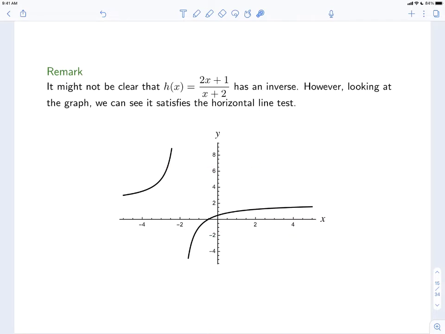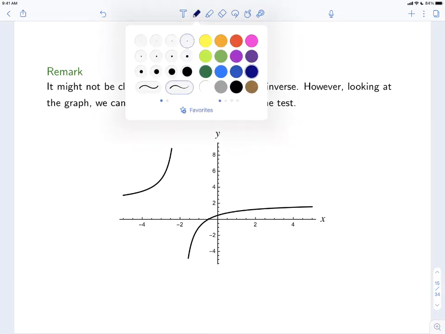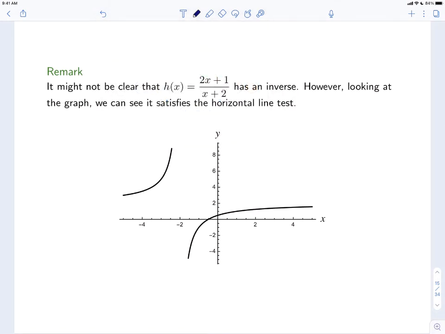Of course, there is one line that doesn't intersect at all, and that's the horizontal asymptote, which is at x equals 2. So that's about right here at x equals 2. Maybe we'll just move that up just a little bit. There we go. So that's a horizontal asymptote, and that doesn't intersect the curve at all. But any other horizontal line will intersect exactly once.